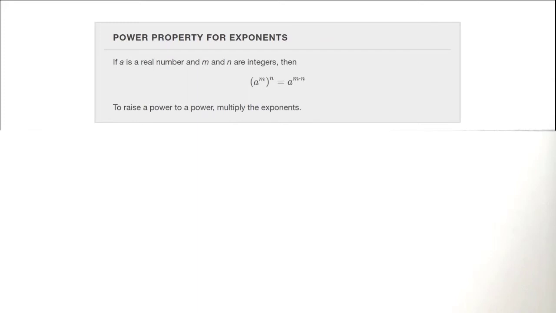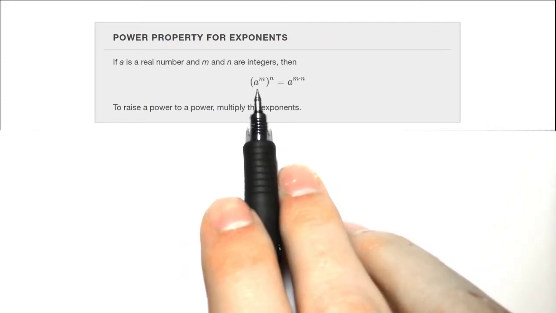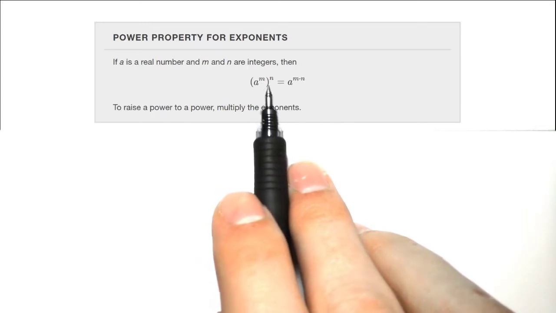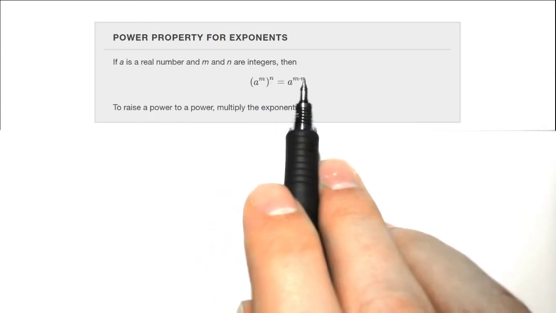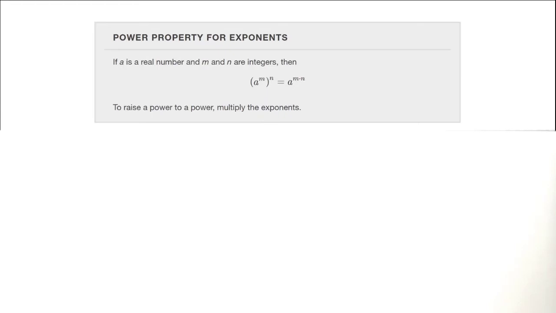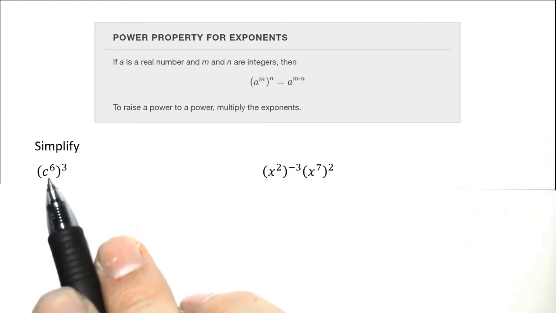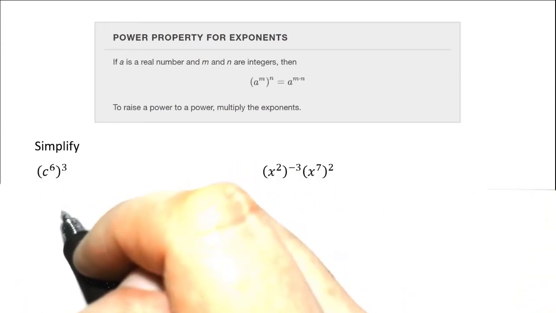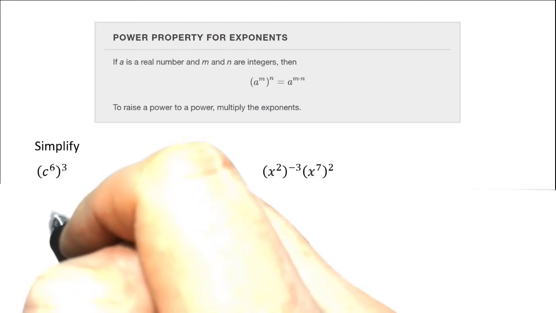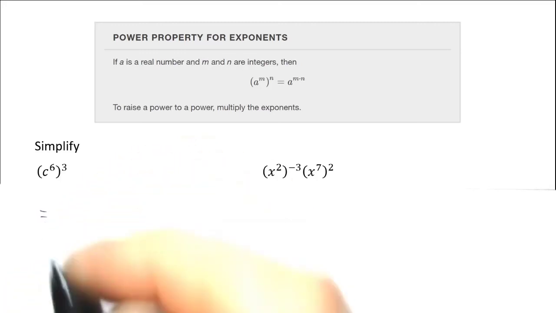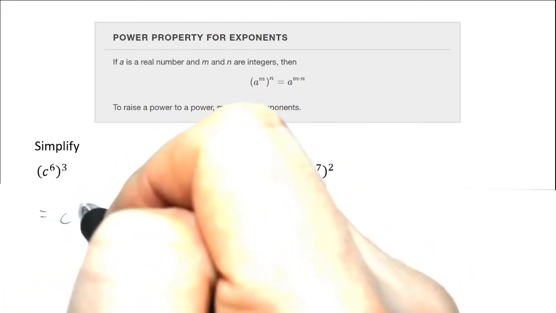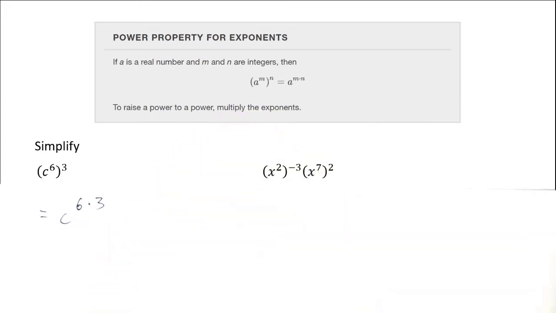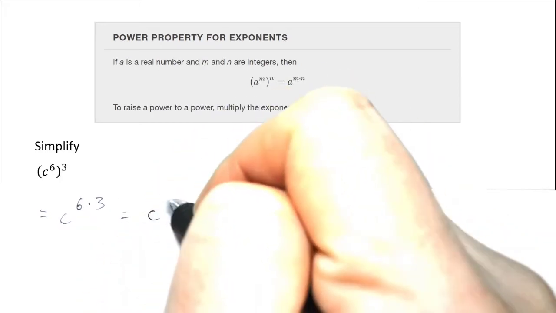Next up, we have the power property for exponents. Notice what we can do here. If we have something raised to a power, and then that whole thing is raised to a power, we just multiply the powers. That's simple enough. Let's take a look at some examples. So we have c raised to a power. That whole thing is raised to a power. So this power property for exponents says that we can just multiply the powers together. So this is c to the 6 times 3, and that's c to the 18.